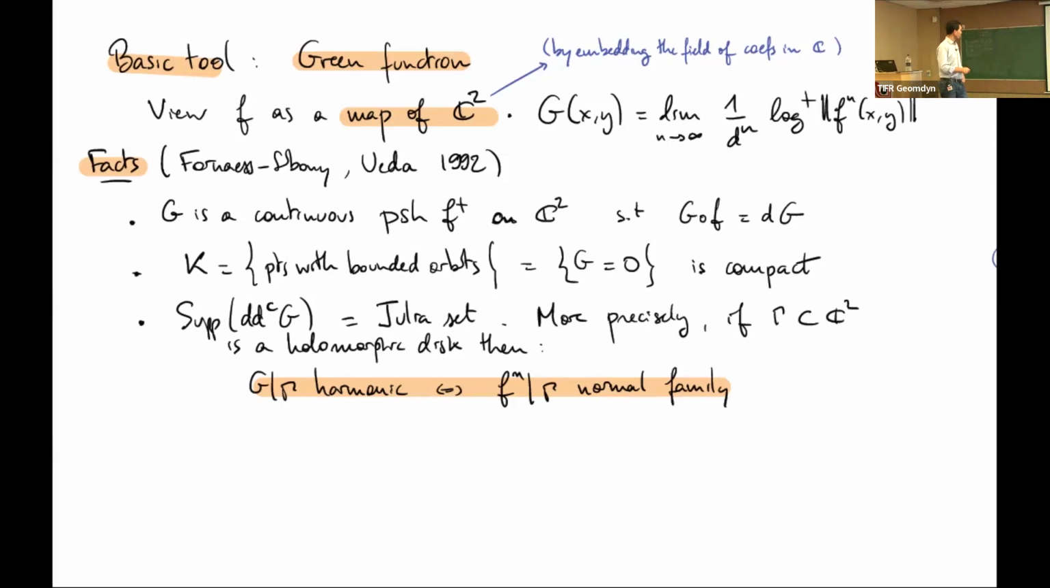So think you are working in C2. You view F as a map of C2. So take a point and look at its iterates, and they may tend to infinity or not. You look at the log plus of the norm of the nth iterate, and you divide by d to the power n. So this sequence converges to a continuous function on C2, which is the so-called dynamical Green function, whose Laplacian is the Green current you heard of a few minutes ago.